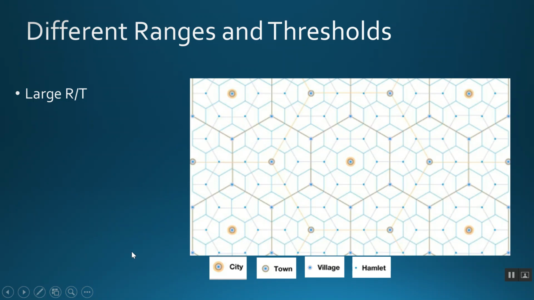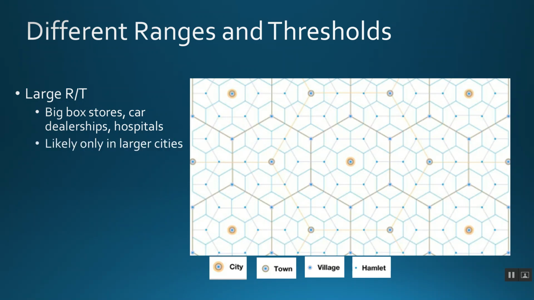So things that have a large range and threshold are big box stores, car dealerships, hospitals. Those are examples of them, right? Generally speaking, people will kind of make a big trip out of going to Costco. They might travel a little farther for it, or if they're going to buy a car, and definitely for a hospital. Hospitals are this very hard thing where a lot of rural hospitals have closed in the United States, forcing people to have to travel really, really far to go to the hospital. But these services are likely only in larger places, right? You're not going to find these places out in the middle of nowhere.